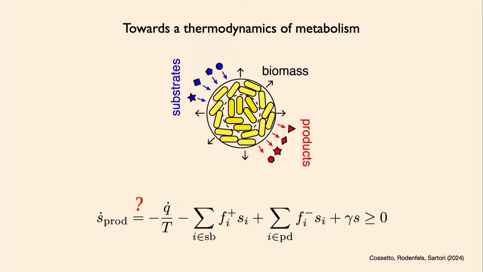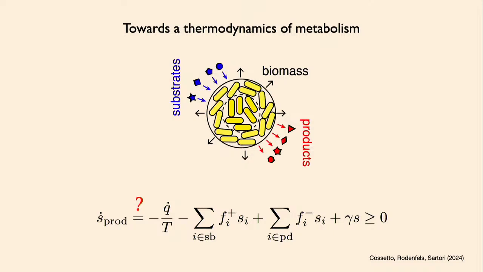And there's a huge question mark over here. I've just written something down, right? So what I've written down is the entropy production relating to the heat that's dissipated from this process, the chemical fluxes, and also something related to the growth itself. Okay? First, we want to even check if something like this is true for living systems.